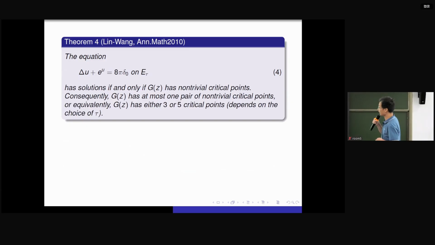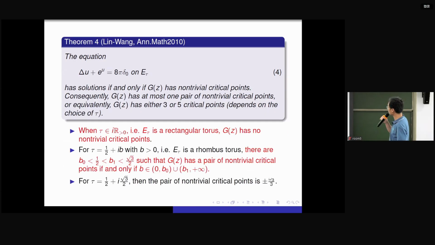Lin and Wang proved that for this mean field equation, where the right-hand side is 4π times 1, this is the first critical case, this equation has solutions if and only if the Green function on the torus has non-trivial critical points. This is if and only if. Then they proved that the Green function on the torus has at most one pair of non-trivial critical points. That is, the Green function either has 3 critical points or 5 critical points. This is the main result of this paper.